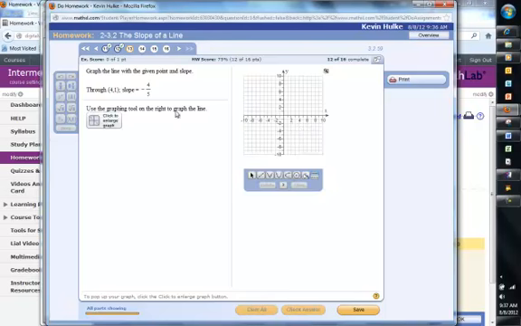Next one, same kind of a thing. Over 4, up 1. Make sure you start at the point and then do your slope. Down 4 and forward 5.